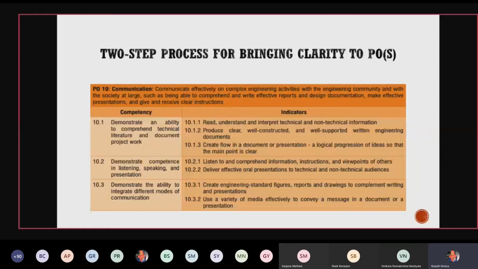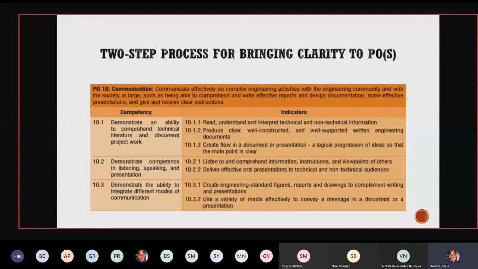Now let us proceed with program outcome 10, communication. Let us read out the program outcome: communicate effectively on complex engineering activities with the engineering community and with society at large. So it is talking about the engineering community, the technical and non-technical people as well, with society at large, such as being able to comprehend and write effective reports and design documentation, make effective presentations, and give and receive clear instructions.